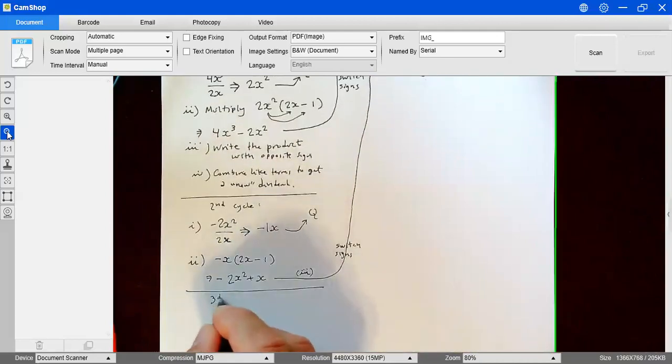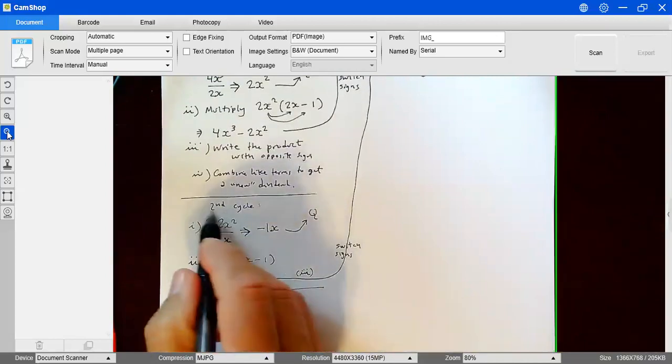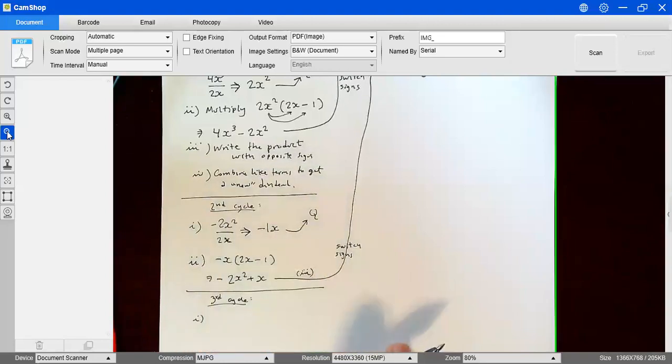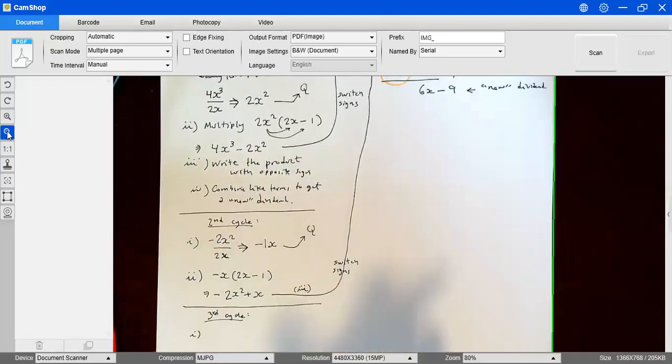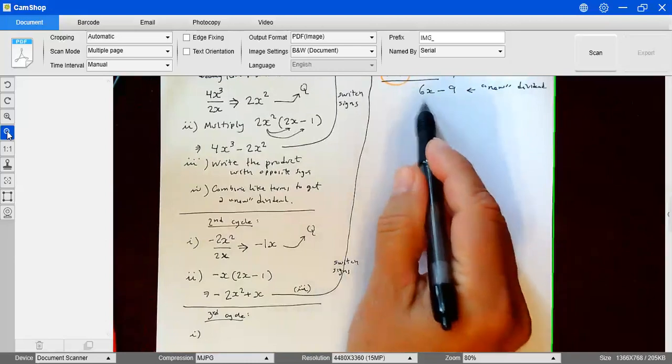So the third cycle is going to be first, the leading term of the new dividend is 6x.